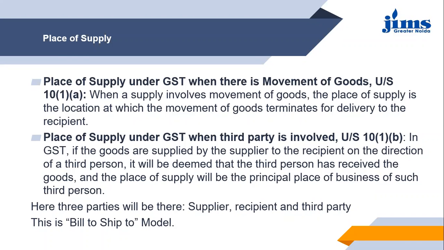So under section 10, subsection 1, clause A, it says when a supply involves movement of goods, the place of supply is the location at which the movement of goods terminates for delivery to the recipient. In simple terms, the goods are moving from one place to another, and in this situation the place of supply will be the location at which the movement of goods terminates, which means the location at which the journey of goods is getting finished and the delivery of goods has been given over to the recipient is the place of supply.